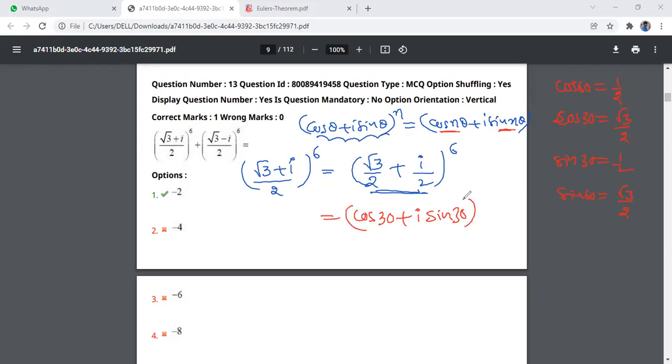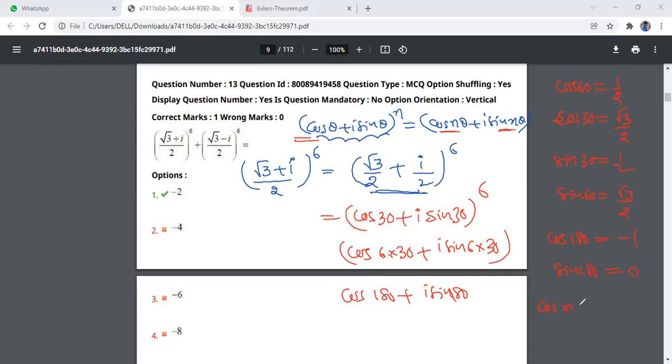Simple. Completed now. So if you apply this formula, it will become cos 6 into 30 plus I sin 6 into 30. What it will become? Cos 180 plus I sin 180. So we have to write one formula here again. Cos 180 means minus 1, sin 180 means 0, because cos n into 180 is equal to minus 1 or plus 1. Sin n into 180 is equal to 0. Always it is 0. N should be integer.